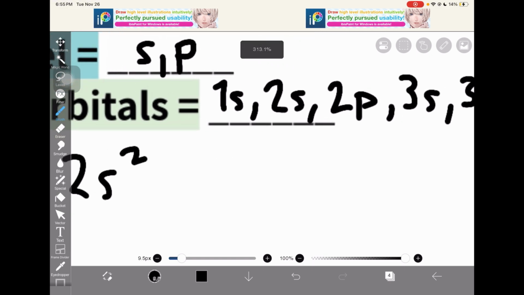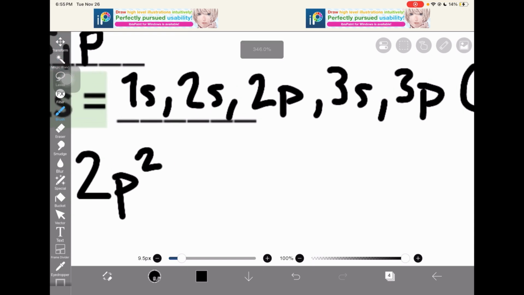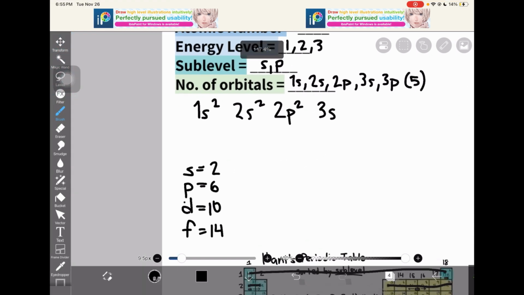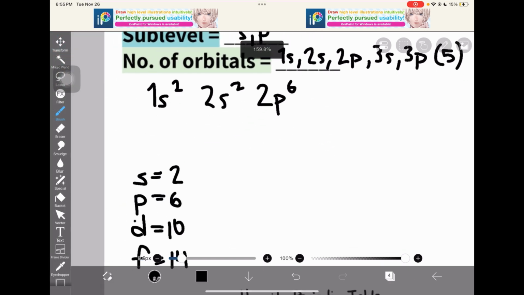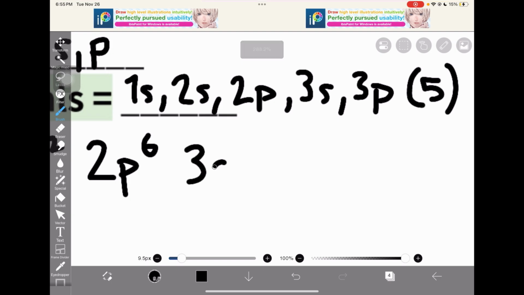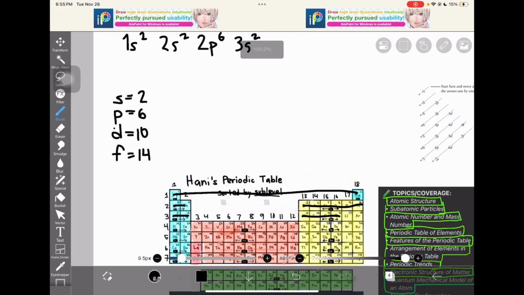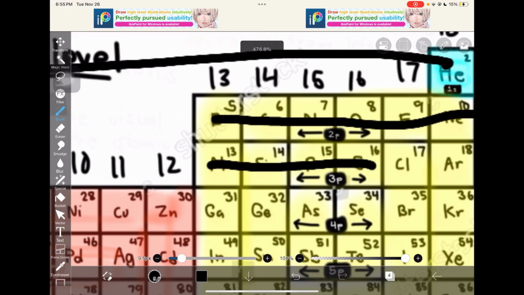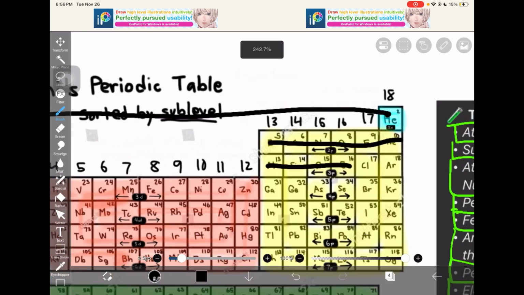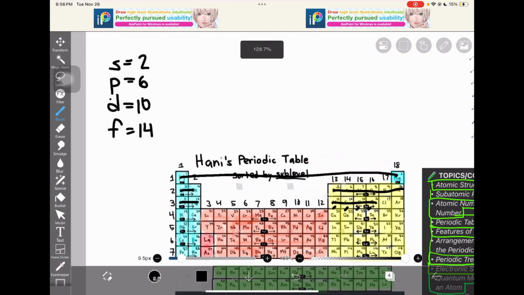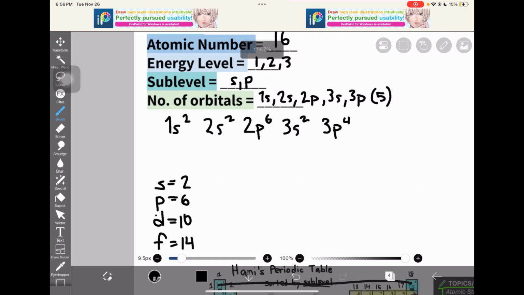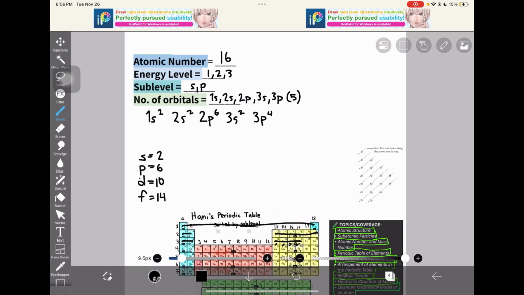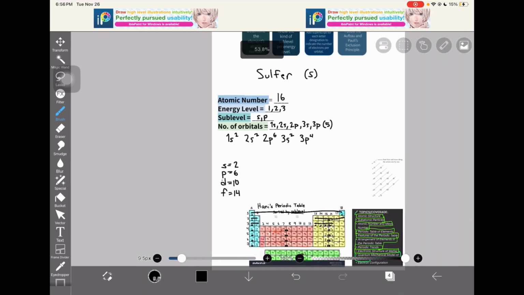So 1s2, 2s2, 2p6, my bad, 2p6 because p is maximum 6, then 3s2. Then immediately jump to the 3p section and count how many elements you had to go through before you reach sulfur. Yeah, so that's 1 2 3 4. That means it's 3p4. And yep, that's going to be our electronic configuration for sulfur.